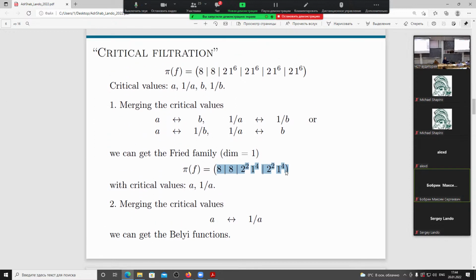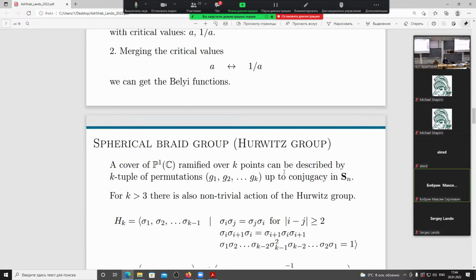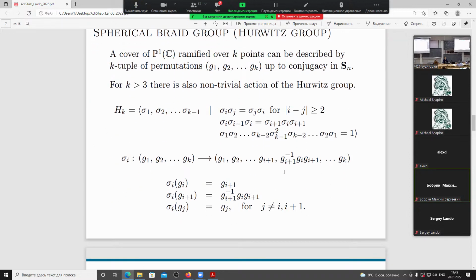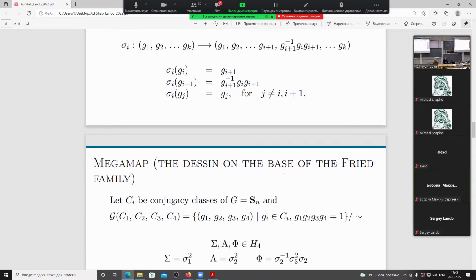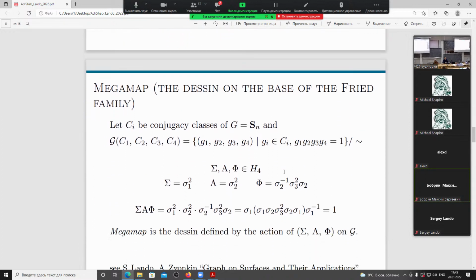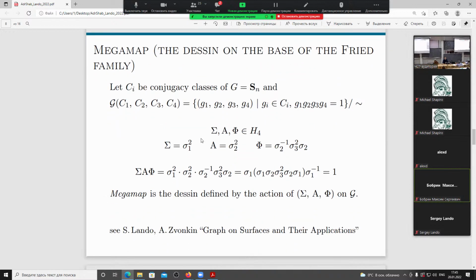And it defines some dessin, some graph on this curve in the moduli space. Usually we call this graph a megamap, the term invented by Sasha Zvonkin. This megamap can be defined in terms of the action of the braid group, a spherical braid group. I will skip it for now.